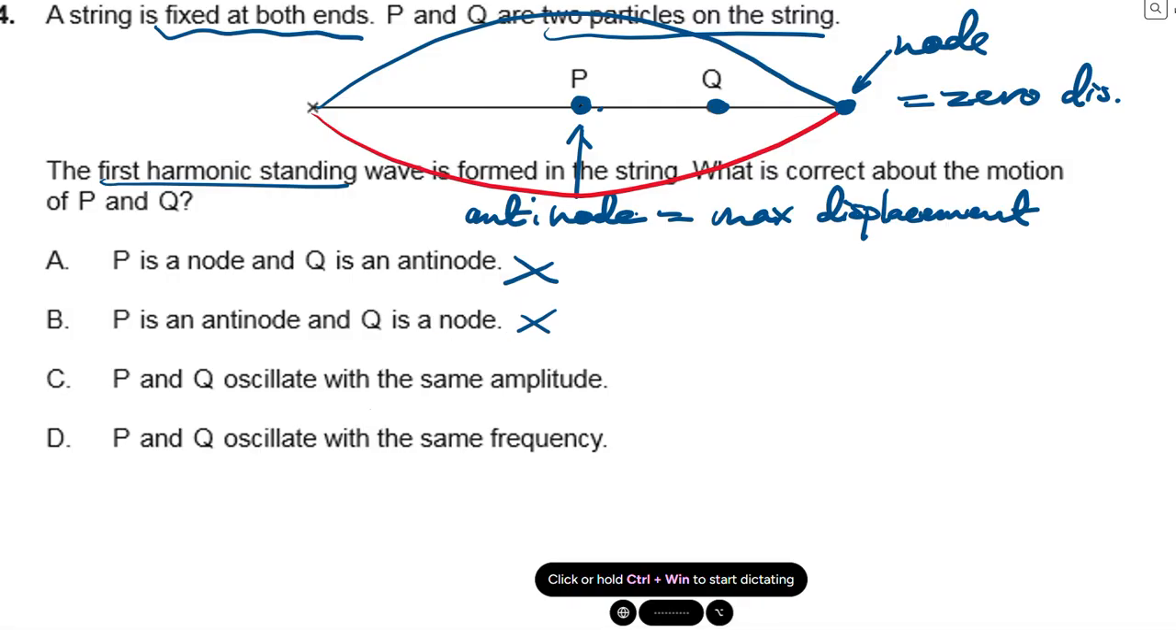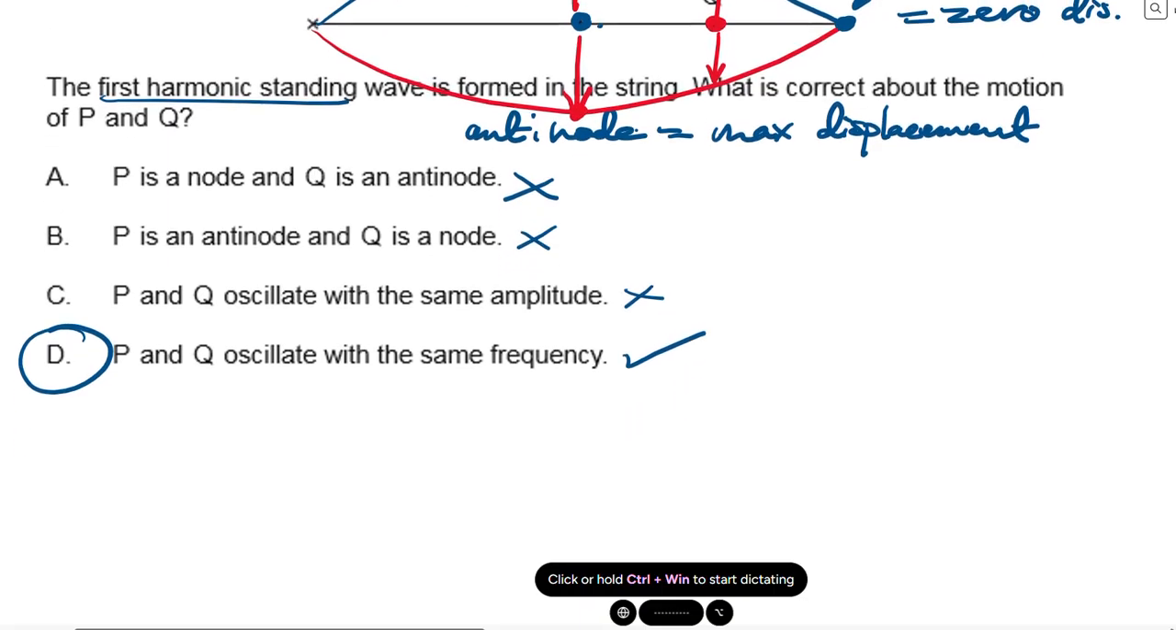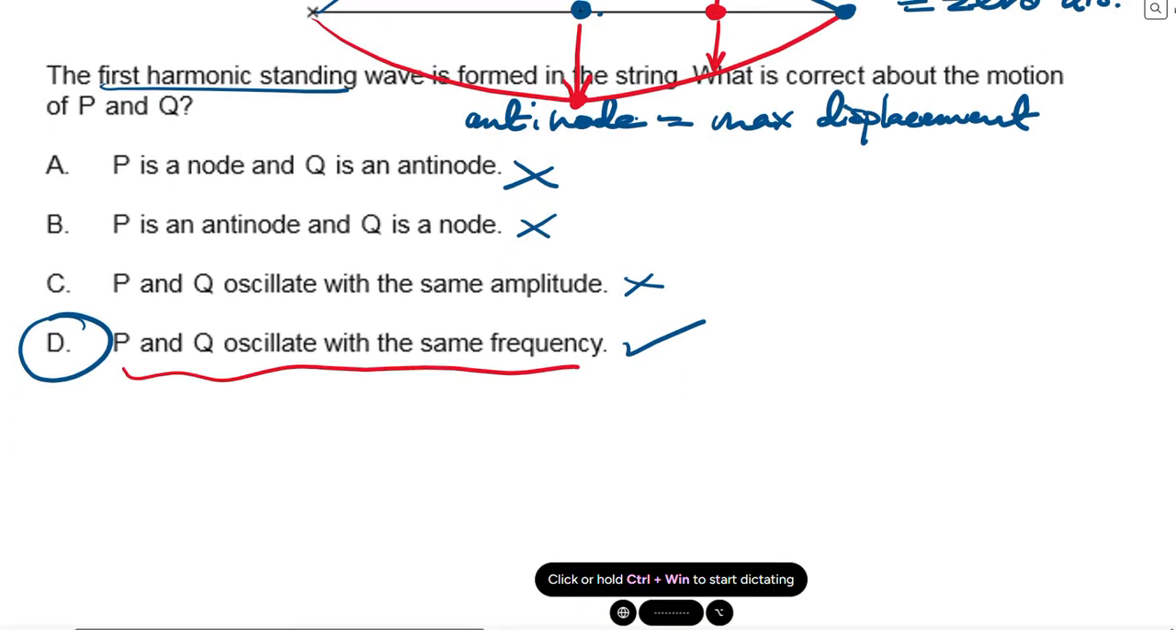P and Q oscillate with the same amplitude, that's wrong. They oscillate with the same frequency, that's true. So same frequency means they have the same time period. So although Q only goes about this far, while P goes all the way and oscillates between this max and this minima, they oscillate with the same frequency. So with the same time period, they always return to their equilibrium position within the same time period. And so D is our answer.